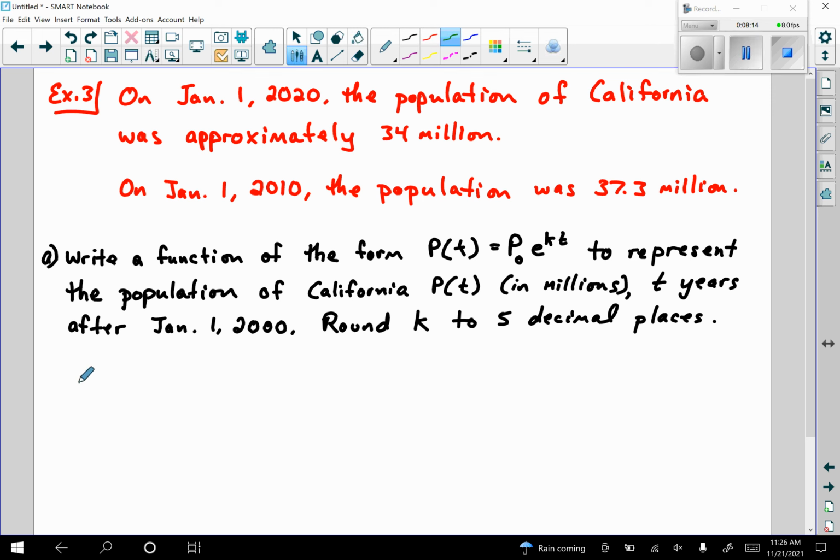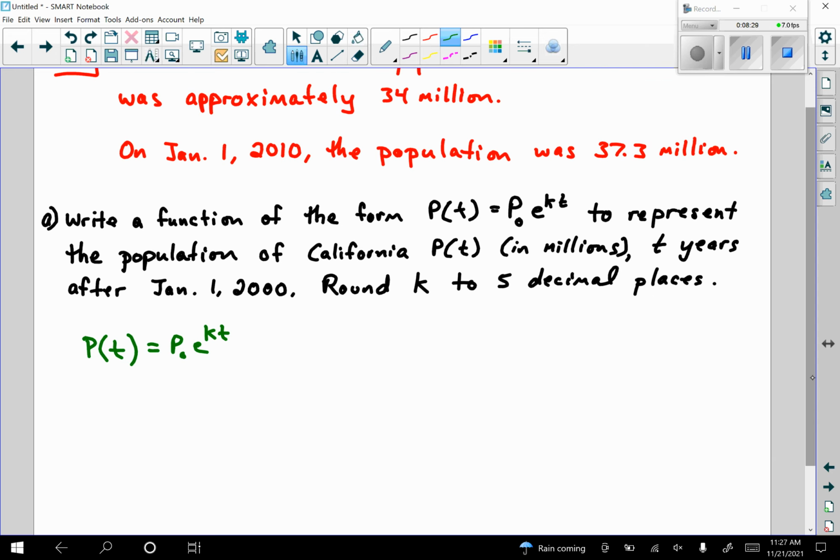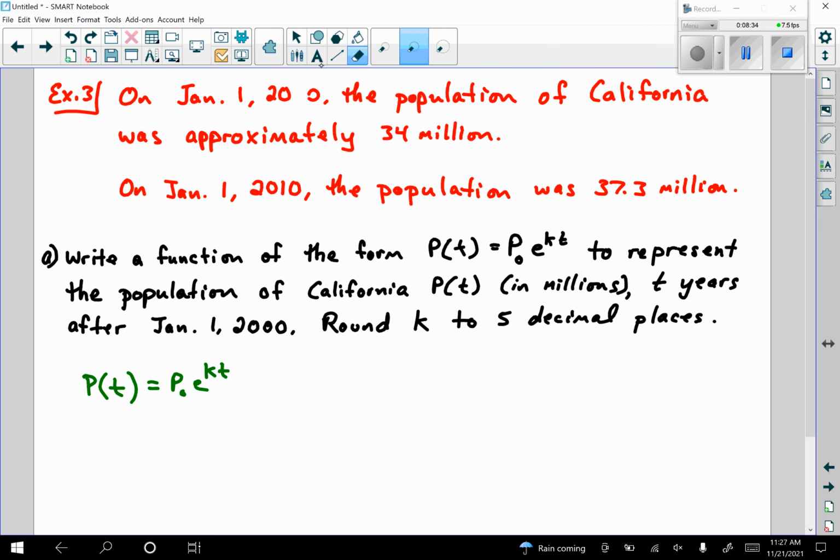So we're going to start off, just rewrite the formula here. Again, if you need time to copy this down, pause the video. All right, so we know the initial population, actually let me go back up, that wasn't 2020, that was the year 2000. So in the year 2000, the initial population here was 34 million. So we're going to say P of t is going to equal 34 times e to the kt.